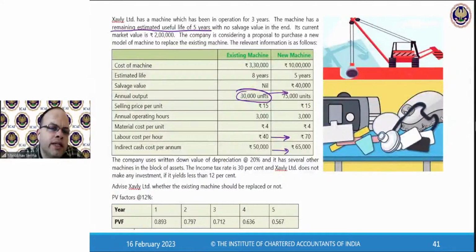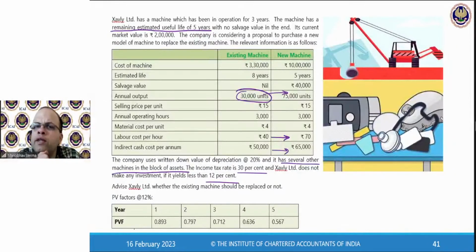Now the company uses written down value depreciation, and it has several other machines in the block of assets. So that means you are following the block of assets. And what is the fundamental of block, guys? Because you have several other machines, we'll be ignoring any gain or loss, right? Because gain or loss happens in the block when it is the last asset. Income tax rate is 30%, and you do not make any investment which yields less than 12%. So what is 12%, guys? Your WACC, cost of capital. So that is a discounting factor for which the PV is given to us.